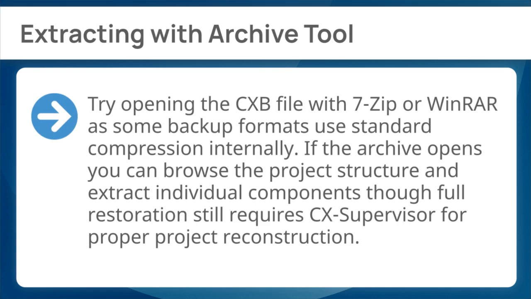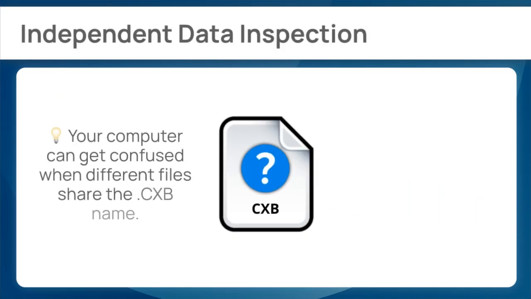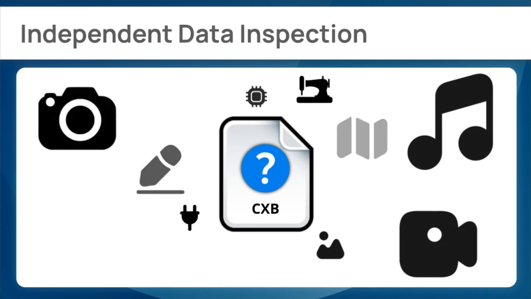Try opening the CXB file with 7-zip or WinRAR, as some backup formats use standard compression internally. If the archive opens, you can browse the project structure and extract individual components, though full restoration still requires CX-Supervisor for proper project reconstruction. If compatibility checks failed, it is likely because the file extension name is shared by different developers for unrelated formats, causing your PC to use the wrong reading language.